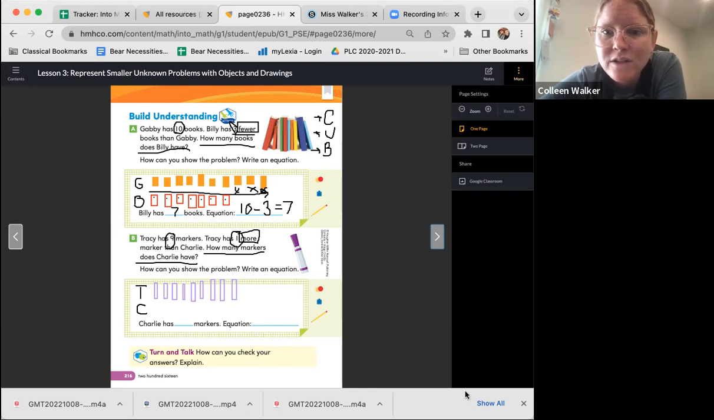So that means, friends, when we draw the markers for Charlie, are we going to draw the same amount of markers as Tracy? No, because it says Tracy has 1 more. So that means Charlie is not going to have that one because Tracy has that extra one and Charlie doesn't.